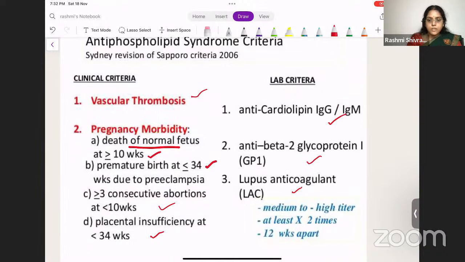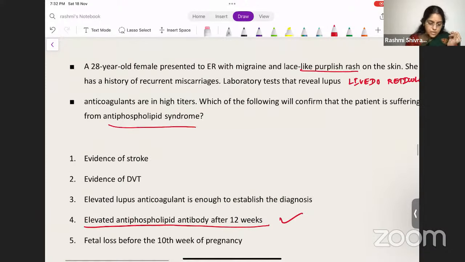But to confirm this, what should you have? You should check it at least 2 times, 12 weeks apart. Dr. Raghu is asking, ma'am, shouldn't I consider both, one clinical and one from lab? Yes, that's what I'm telling you. They have given some clinical criteria, some laboratory criteria. They've given both, right? Let's go back to the question.